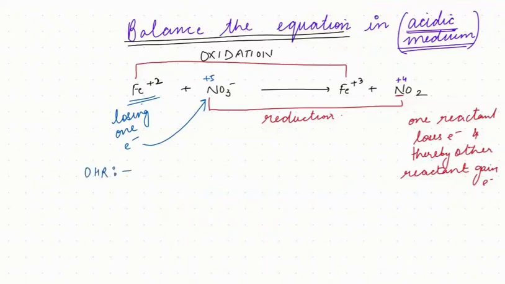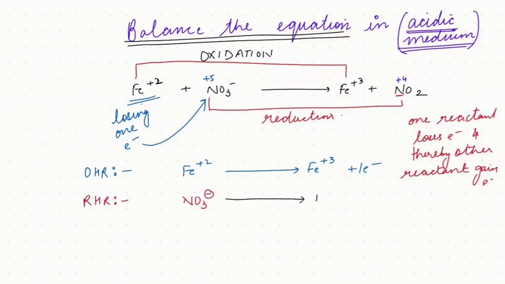OHR is the oxidation half reaction. So you write it down: Fe plus 2 becomes Fe plus 3 and one electron is lost. And the reduction half reaction becomes what? Fe plus 2 converts itself to Fe plus 3 and one electron is emitted, so in that reaction it is coming out as a product. NO3 negative becomes NO2, and how? Because it gains one electron. Nitrogen was plus 5 and on the product side it became plus 4.